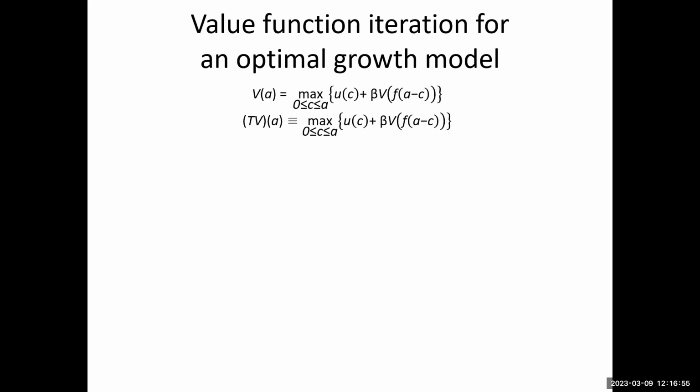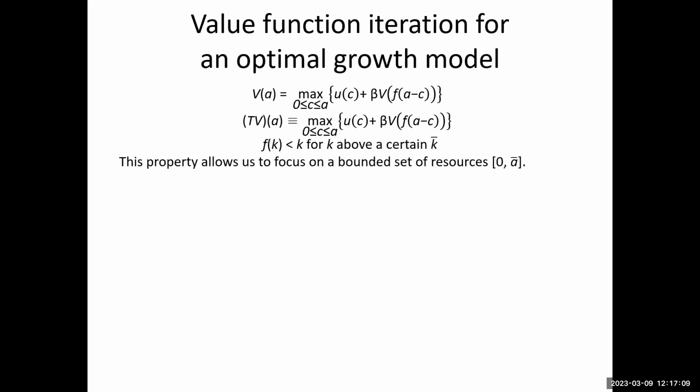To get an upper bound on the argument of the value function, that is the resource A, it is sufficient to have enough concavity in the production function so that production cannot keep up with depreciation, and f of k is less than k for k above a certain k bar. In this case, if the current resource A is higher than k bar, even without consuming anything, the next period's resource will be lower. This property allows us to focus on a bounded set of resources, 0 to A bar.